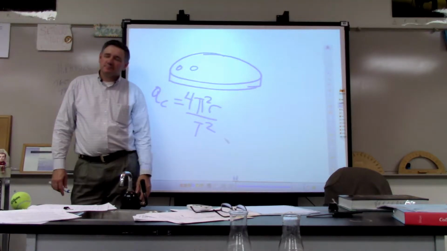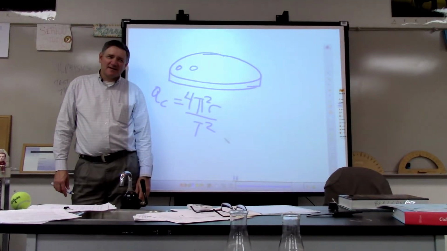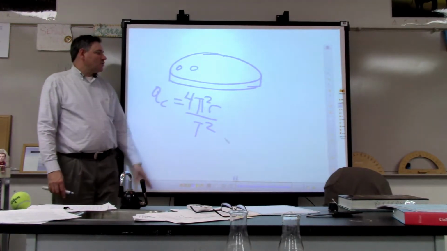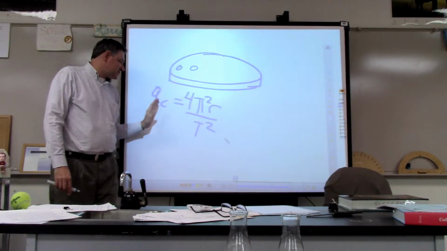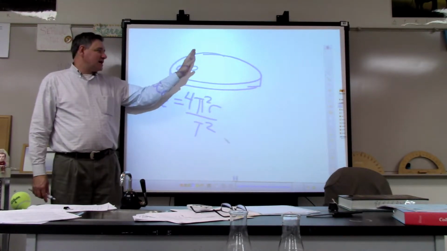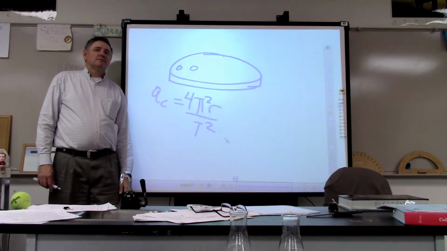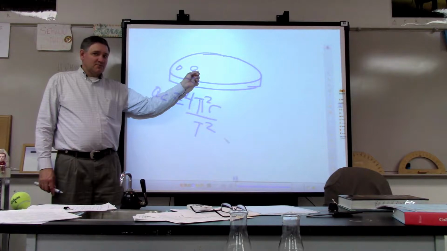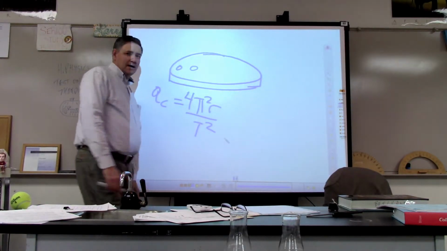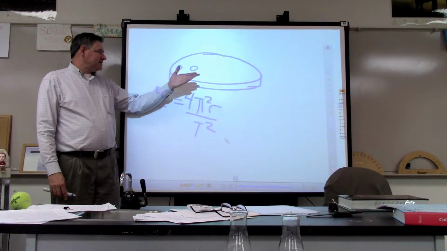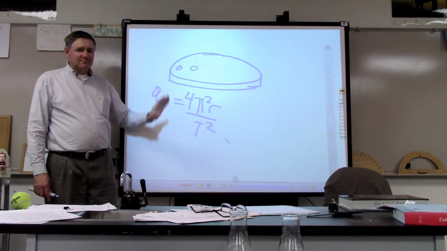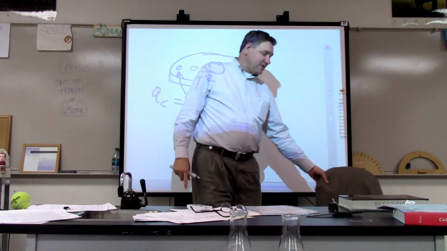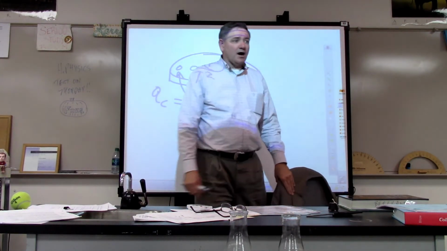Yes. So which one has the greater centripetal acceleration? One on the outside, one on the inside? One on the outside, because it has a greater radius, right? So the one with the bigger radius is going to have a greater centripetal acceleration. So which one is going to fly off?